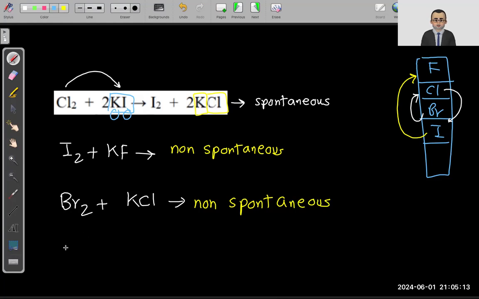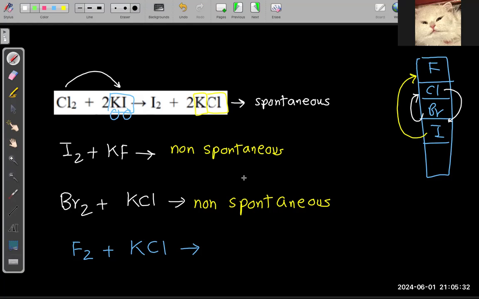Let's try to do one ourselves which is spontaneous, and see what is the product. So we can write it down. First is the reaction between F2 and KCl. Let's see, does this work or no? So F2 will try to kick the Cl out, right? Yes, it can do it. Why? Because F is more active. So what will be the product? Spontaneous. Yeah, spontaneous. So what will be the product? What will happen?